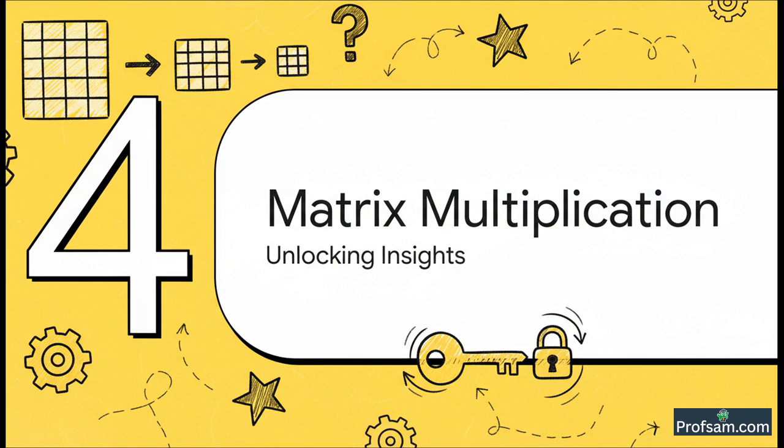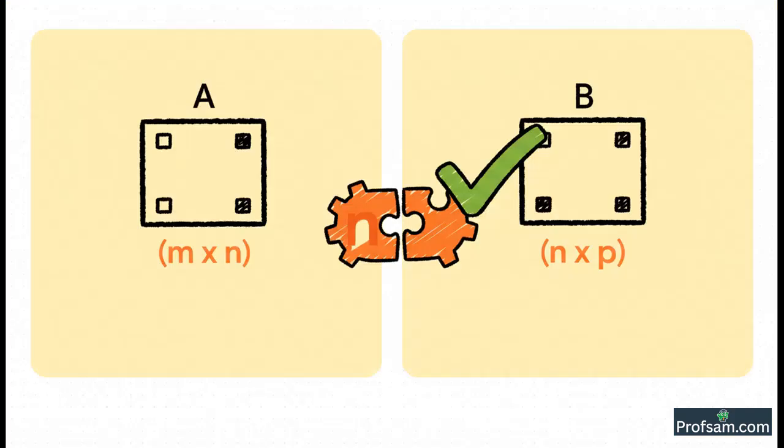Now, this is where a lot of students get confused, but don't worry. Here's the trick to make it simple. Forget everything else for a moment. The only thing you need to check first is whether you can even multiply them. The rule is this. The number of columns in the first matrix must be equal to the number of rows in the second matrix. So if A is an M by N matrix, B must be an N by P matrix. Those 2 inner numbers have to match.